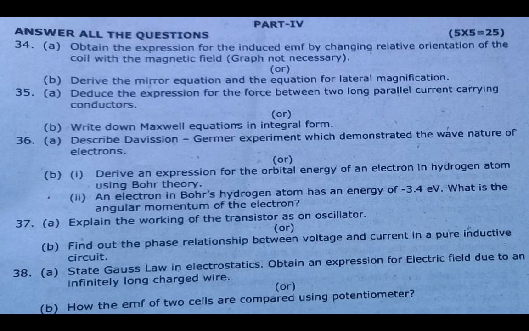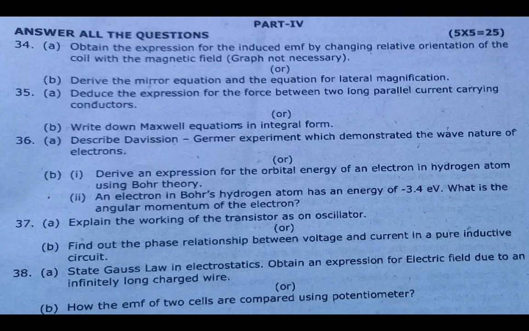Question number 36. 36a. Describe Davisson and Germer experiment which demonstrated the wave nature of electrons. Or 36b. First part, derive an expression for the orbital energy of an electron in hydrogen atom using Bohr theory. 36b second part. An electron in Bohr's hydrogen atom has an energy of minus 3.4 electron volt. What is the angular momentum of the electron?